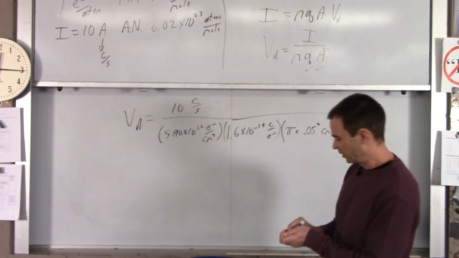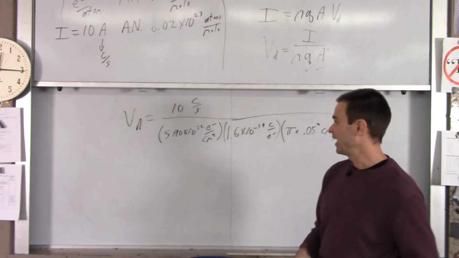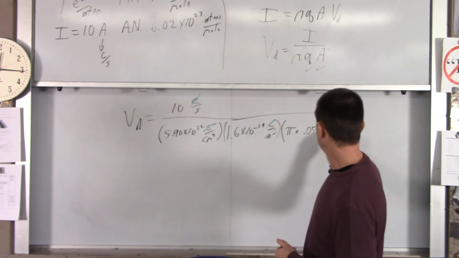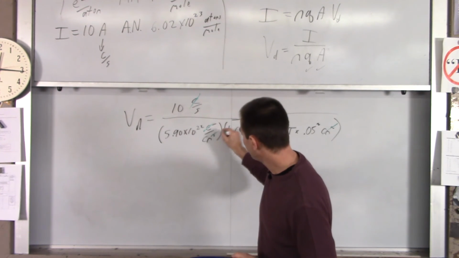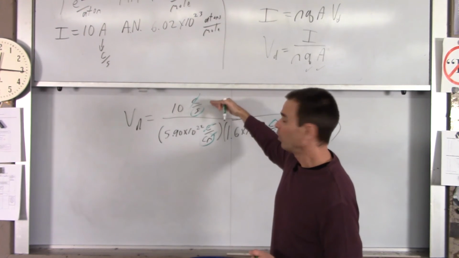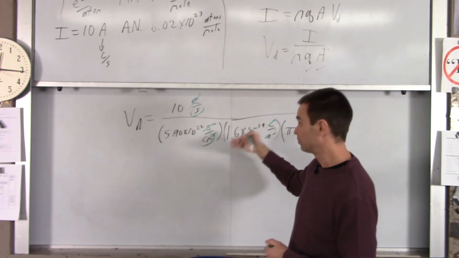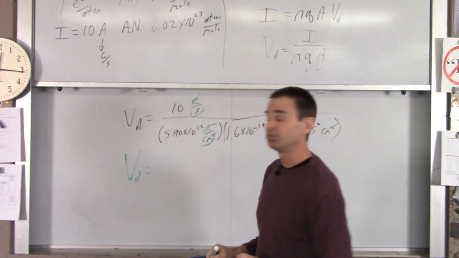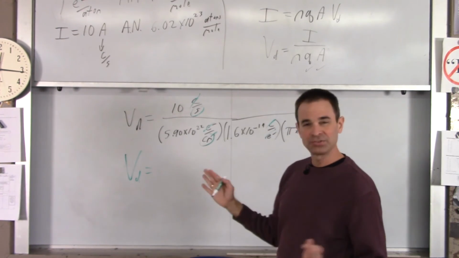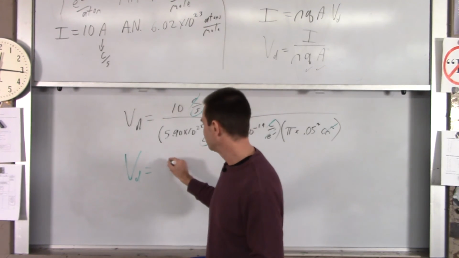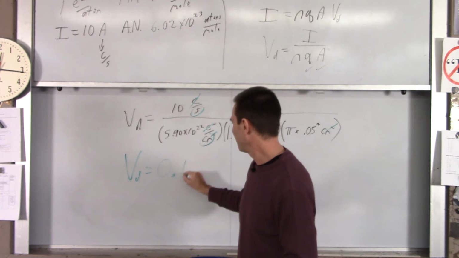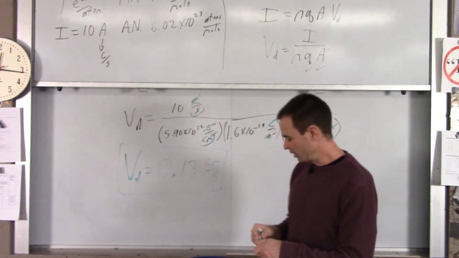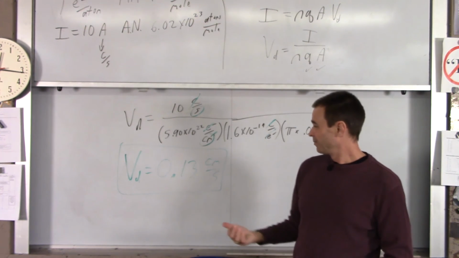Now before we plug all our numbers in, some notes. What cancels out here? Well, coulombs, electrons, and then the centimeters squared and the centimeters cubed partially cancel. You end up with 1 over seconds divided by 1 over centimeters, which is centimeters per second. So our drift velocity is going to be in centimeters per second. And again, I'll save you the trouble of plugging these all in. If you plug them all in, you get 0.13 centimeters per second.